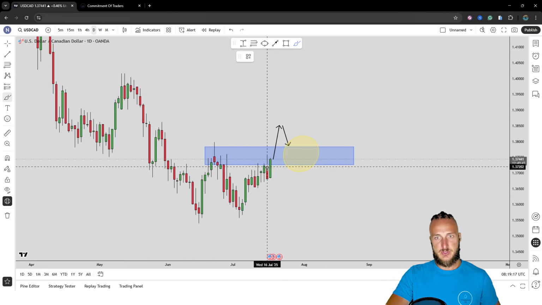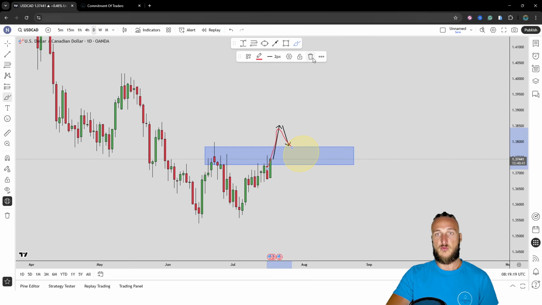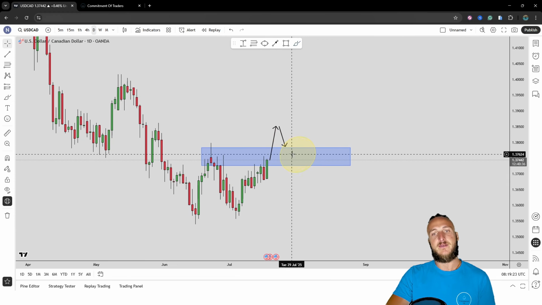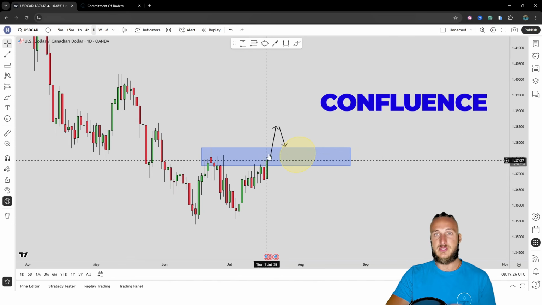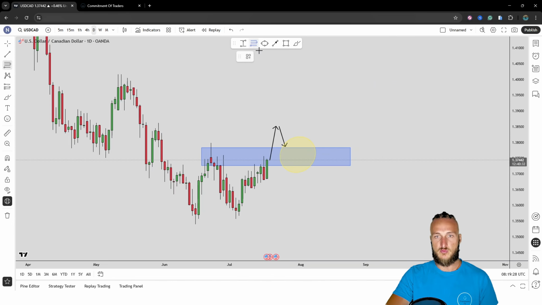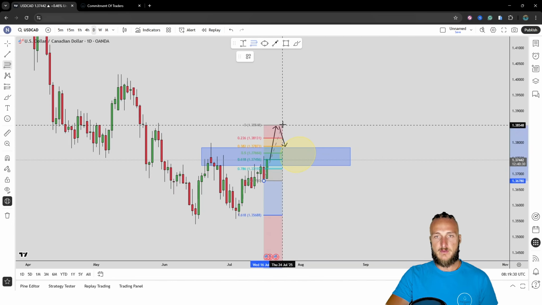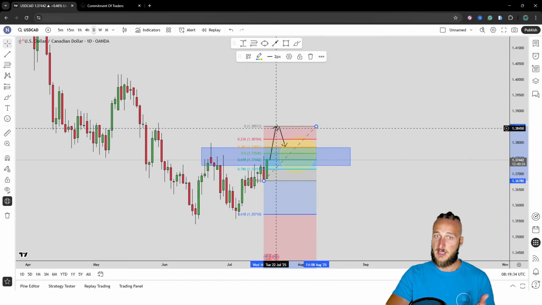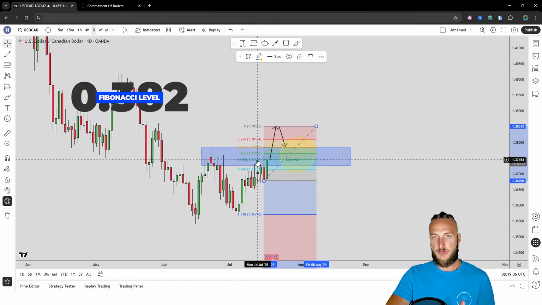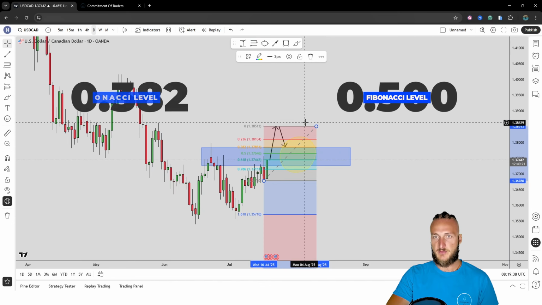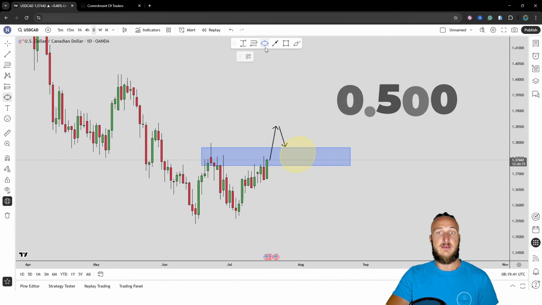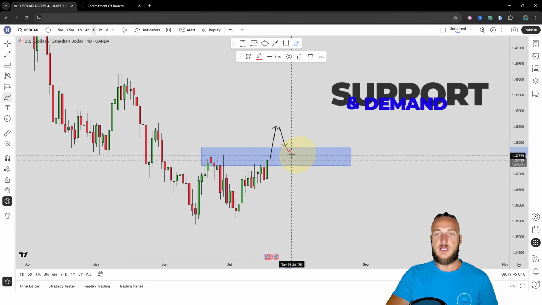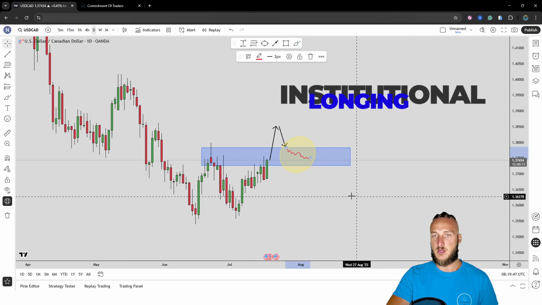So if USD-CAD will actually break and retest this zone, what would I expect? Well, first of all, we will have some confluence of support, because in the case the market manages to break and retest, we will also have the confluences of the Fibonacci levels taken from the low to the high of the impulse leg, most likely the 0.382, 50%, and 0.618, which means that we have an even stronger demand and support zone, increasing the probabilities of seeing more institutional buying inside of this level.